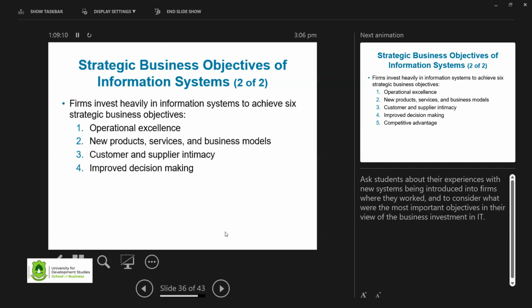Improve decision making. We can also invest heavily in information systems to improve decision making. In fact, that is a core mandate of what? Information systems, to help managers improve their decision making process. And then competitive advantage, to do better than your competitors.